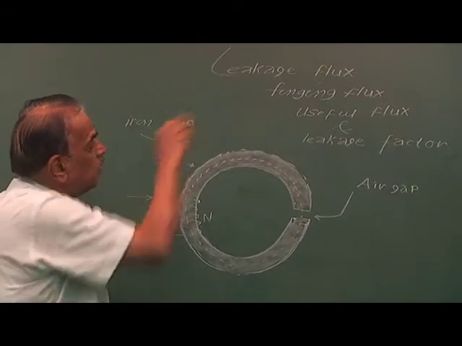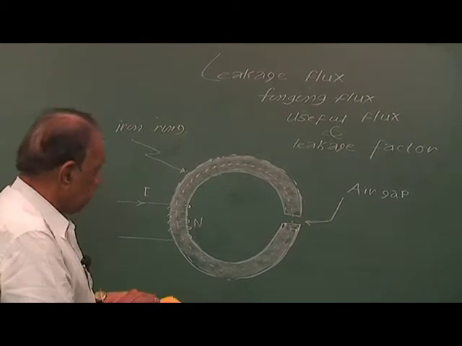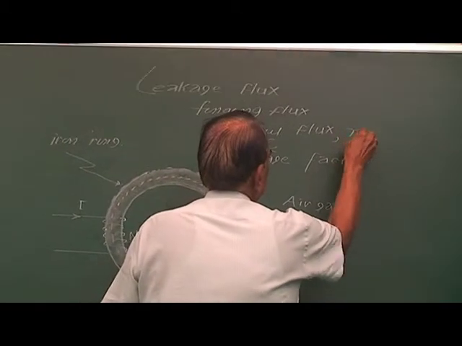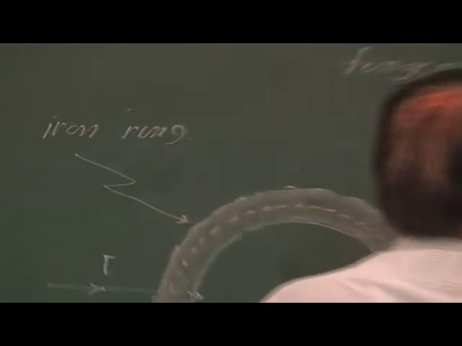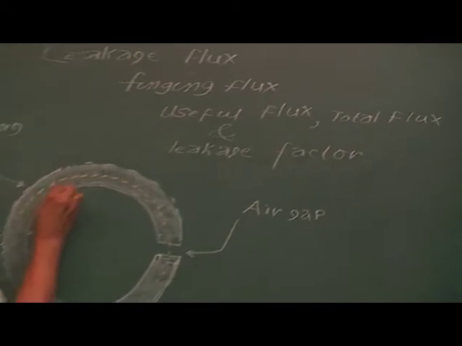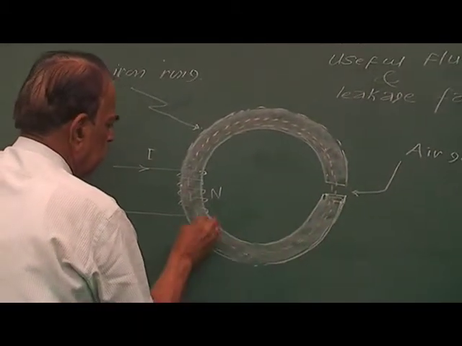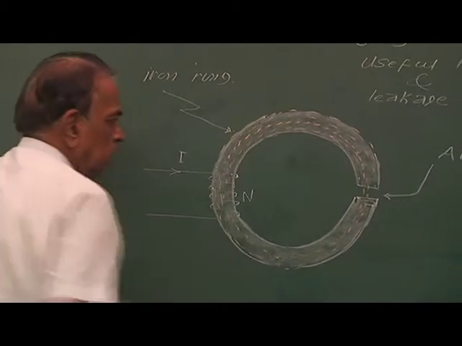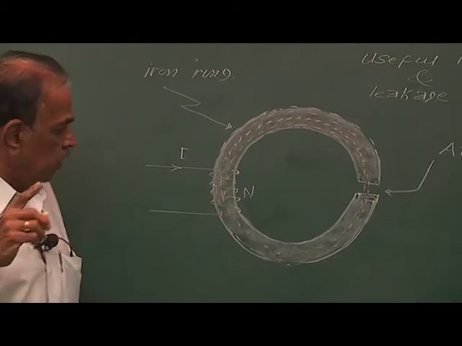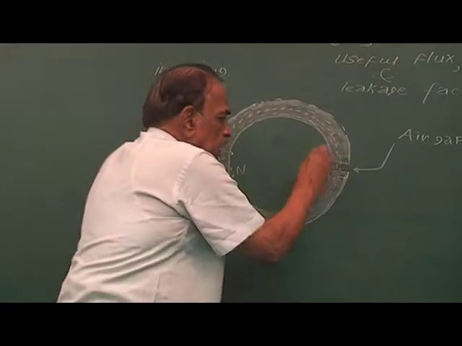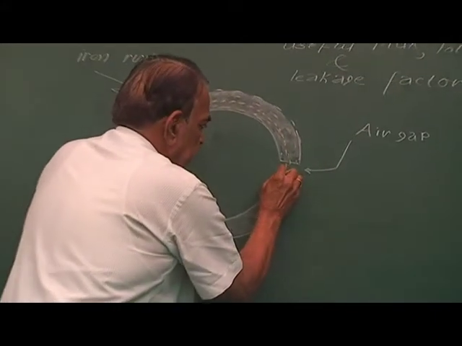Now why are so many fluxes there? You can write one more flux: leakage flux, fringing flux, useful flux, total flux. See, where there is a winding, the maximum flux will be here, and all flux lines will travel along the ring. Why? Because the ring has a large value of mu r, and here, as the length of the gap is very small, the flux can cross the air gap.